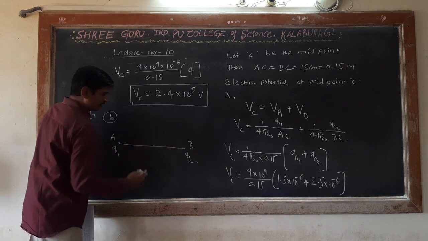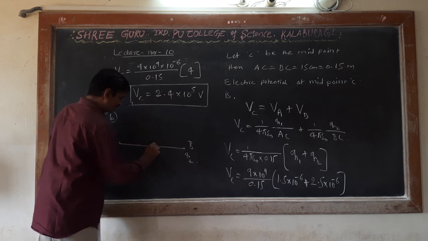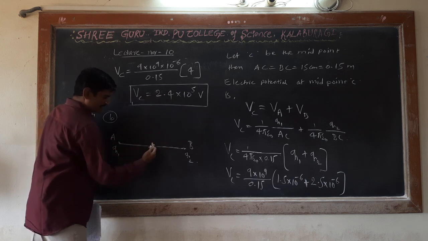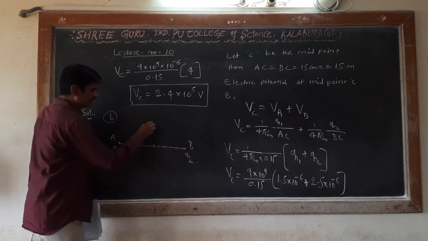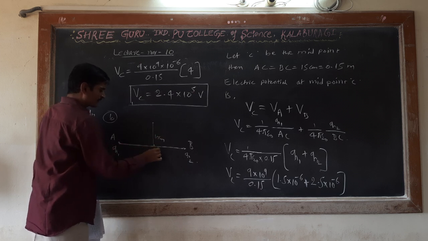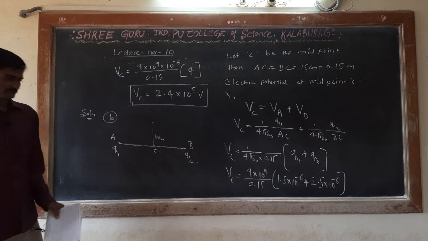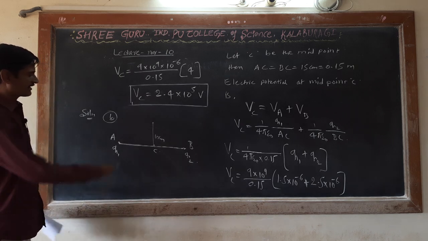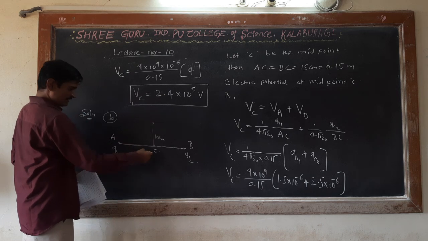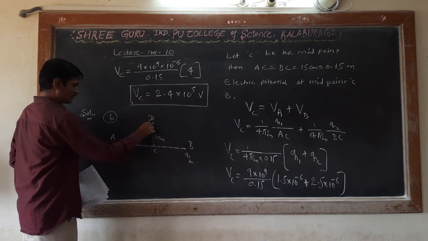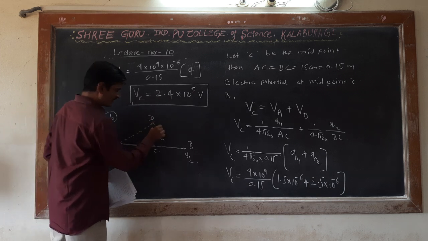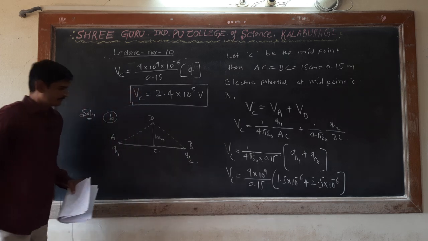So a plane normal to this line, please imagine a plane normal to this line. So on that plane at a point, that point is at a distance of 10 centimeter from this midpoint. Understood? So at this point we have to find the electric potential. Let's say this point is D. Now we want distance of the point D from A and distance of the point D from B.